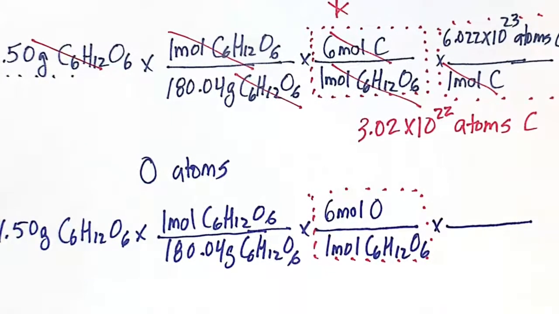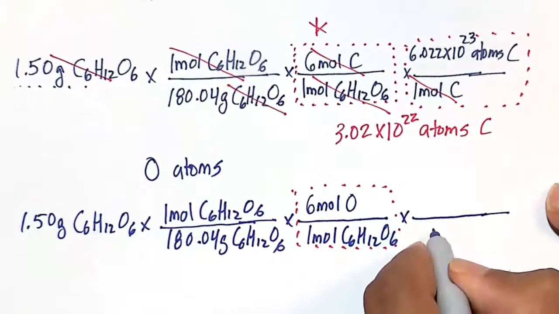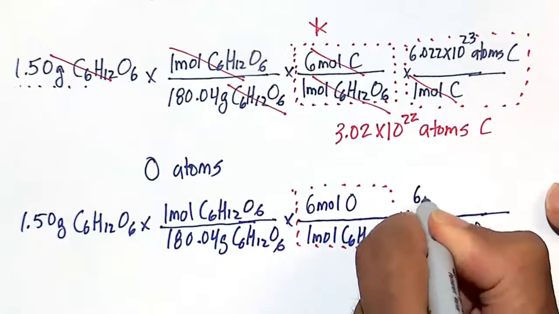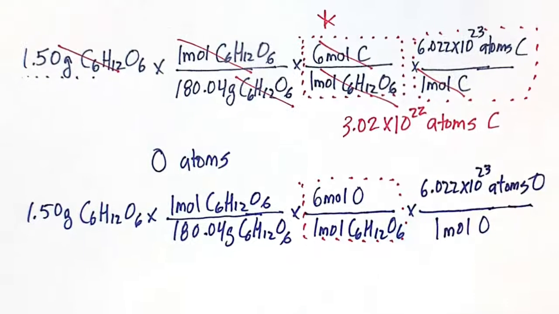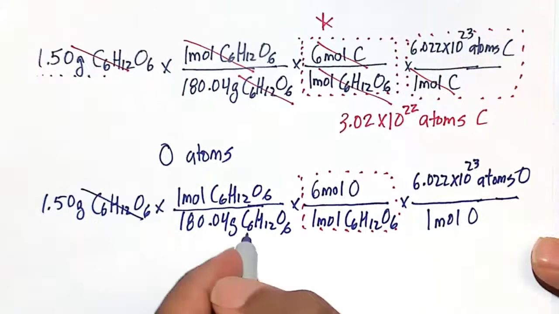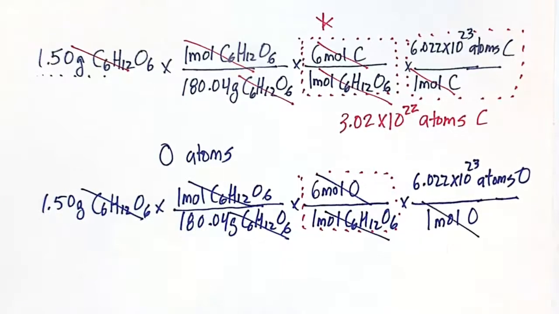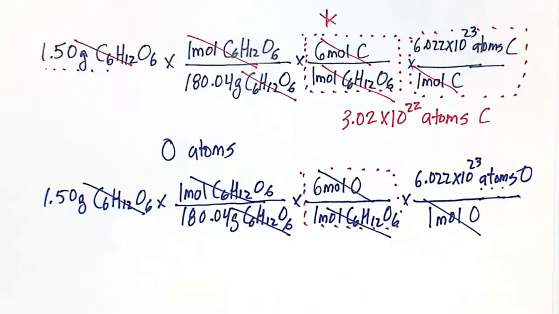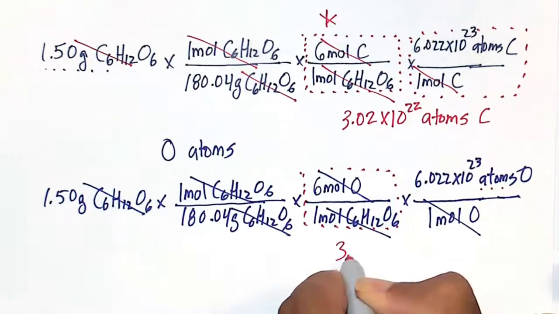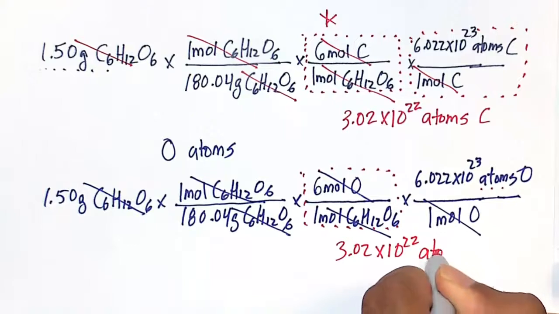And now, how many oxygen atoms? Anytime you see the word atoms, you want to think Avogadro's number. So for every 1 mole of oxygen, we have 6.022 times 10 to the 23 atoms of oxygen. Like before, we'll cancel out our units. The grams and grams cancel, moles of glucose cancel with the moles of glucose, and finally the moles of oxygen cancel out with the moles of oxygen, yielding us atoms of oxygen. It's pretty much the same thing as above. The answer is going to be 3.01 times 10 to the 22nd atoms of oxygen.